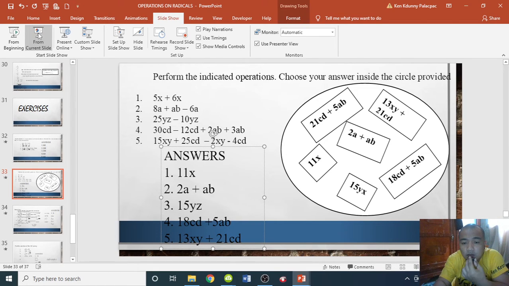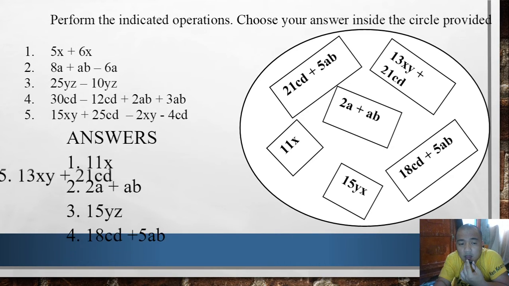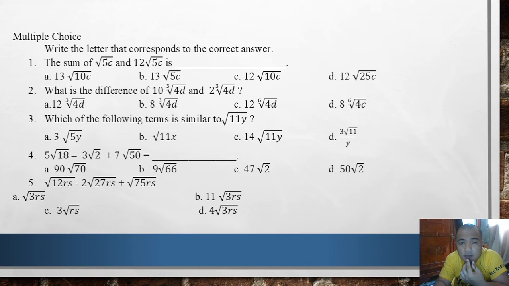Okay, let's continue. Number 5, 13XY plus 21CD. Next, multiple choice. Write the letter that corresponds to the correct answer.